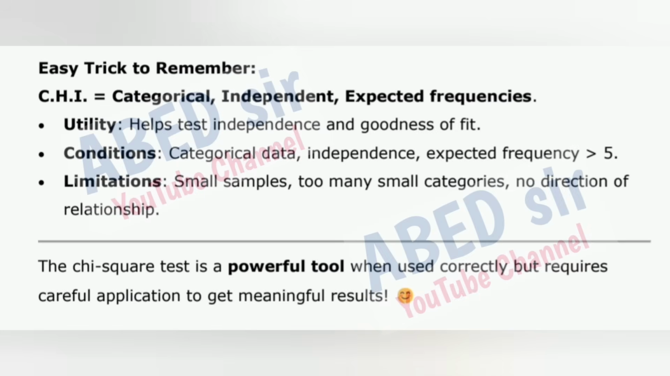Easy trick to remember. CHI is equal to categorical, independent, expected frequencies. Utility: helps test independence and goodness of fit. Conditions: categorical data, independence, expected frequency 5. Limitations: small samples, too many small categories, no direction of relationship. The Chi-square test is a powerful tool when used correctly but requires careful application to get meaningful results.